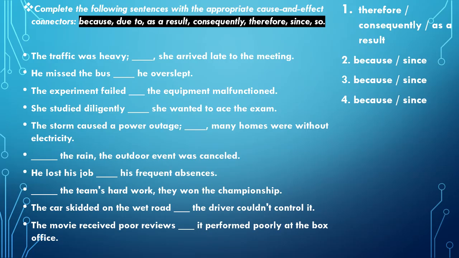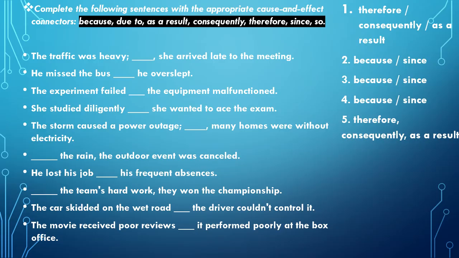The storm caused a power outage. Does this sentence show a cause or effect? Obviously, it shows effect. So we say therefore, consequently, or as a result. What happens when the storm caused the power outage? Many homes were without electricity. That is the effect of the power outage.